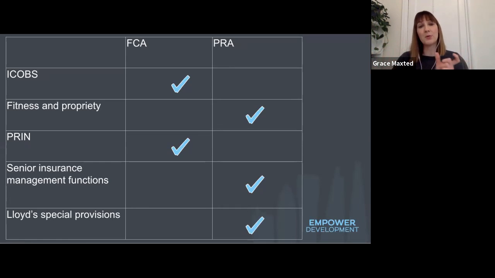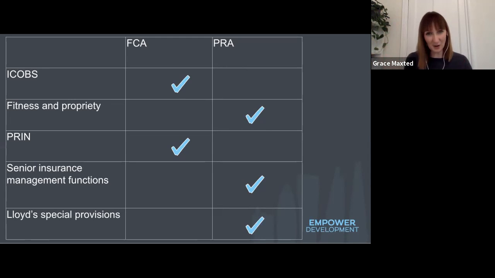PRIN is the Principles for Business. So if you do sign up for the weekend course, you'll be able to get a printable copy of PRIN. There are 11 principles altogether, things like integrity, again, treatment of customers, conflicts of interest. And so you'll get a poster that you can just put on your desk, and then by osmosis, that will hopefully go into your brain before the exam.